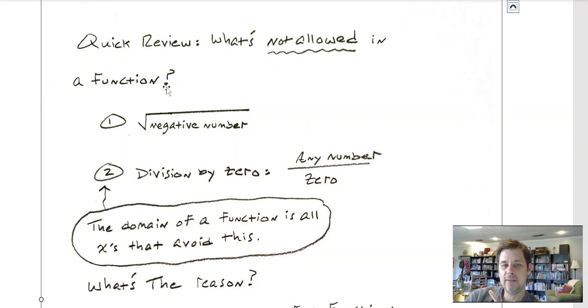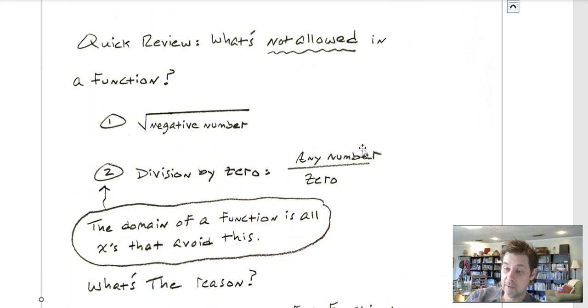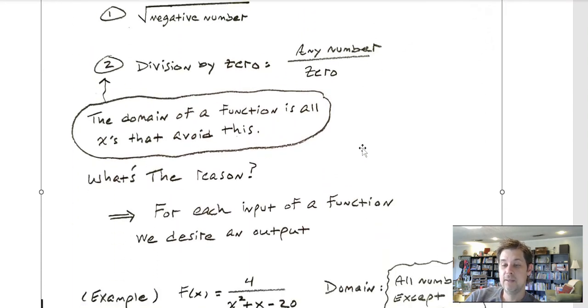So what's not allowed in a function? Well, there are certain kind of calculations that are not allowed. At least in our class right now, okay? And one of them is taking the root of a negative number, okay? And the other is division by zero. Those are the kinds of calculations that we're not going to allow to happen in a function, all right?